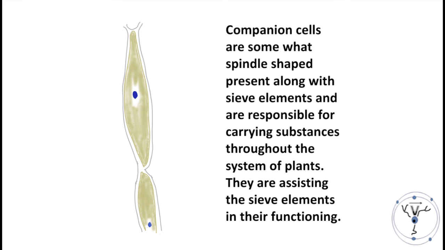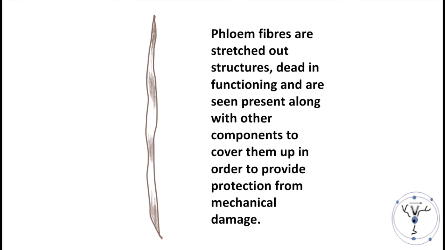The companion cells, as their name suggests, help provide assistance to the parenchyma cells as well as the sieve elements in transfer of food substance to different parts of the plant. Phloem fibers, just as in case of xylem fibers, provide protection to the different living components of phloem.